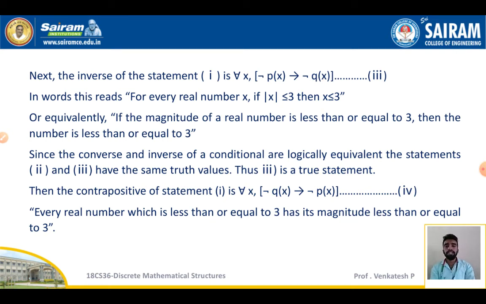In words, this reads: for every real number x, if mod x is less than or equal to 3, then x is less than or equal to 3. Or equivalently, if the magnitude of the real number is less than or equal to 3, then the number is less than or equal to 3. Since I am applying negation here, the greater than is converted into less than or equal to.